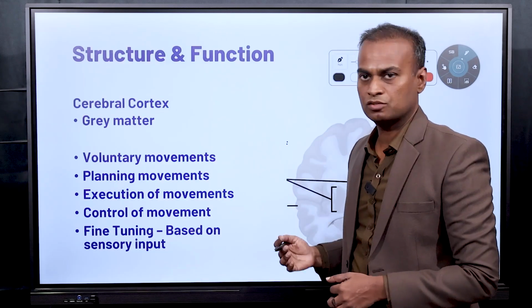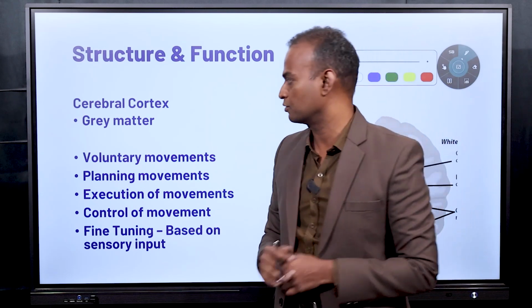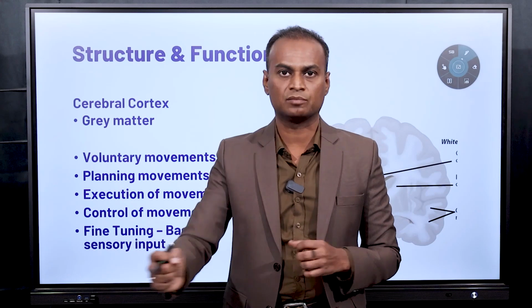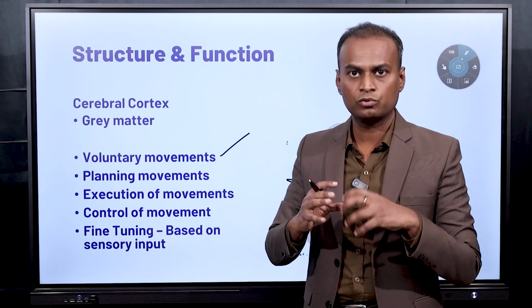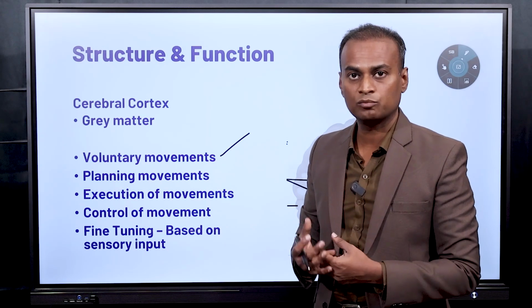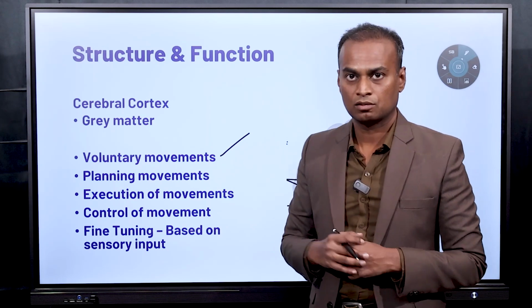So what are the functions? Why do we need this cerebral cortex? First one is voluntary movements. When you want to move or when you want to catch something, pick something, you are doing it on your will. That is the voluntary movement. That voluntary movement is from this cerebral cortex.